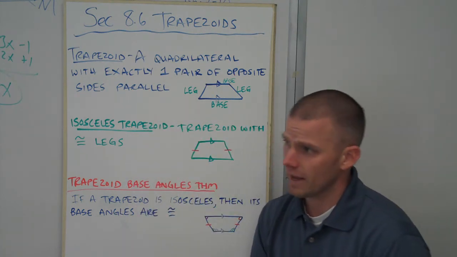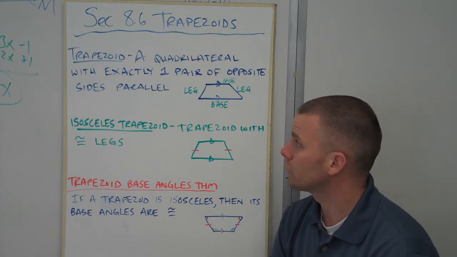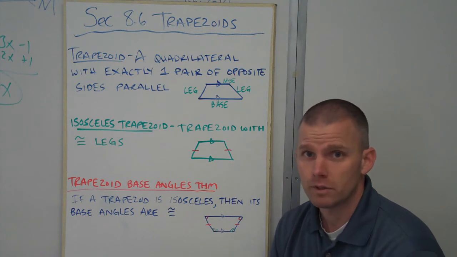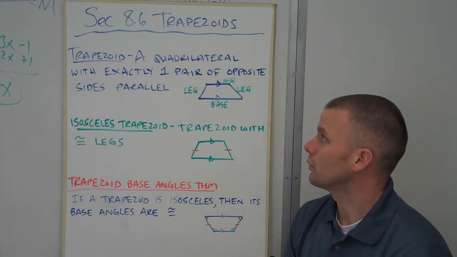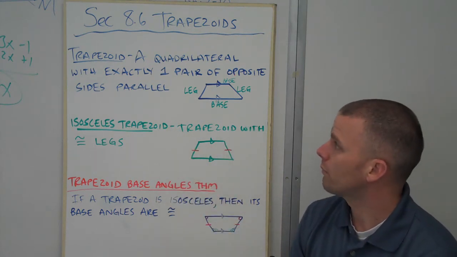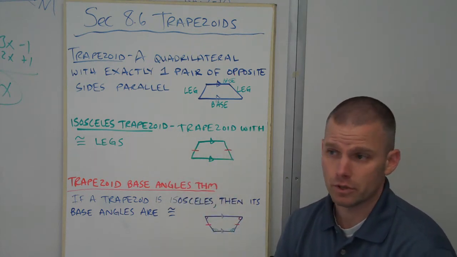Trapezoids, our last section on quadrilaterals. It's a pretty quick section, so it shouldn't take you too much time to get all the notes down. Trapezoid, what exactly is it? It's a quadrilateral with exactly one pair of opposite sides that are parallel to each other.